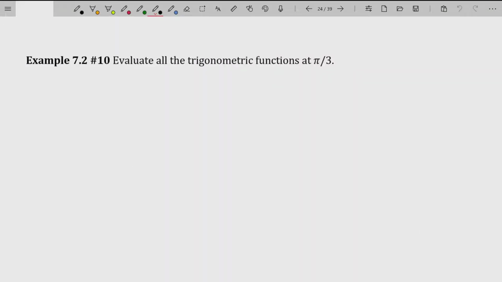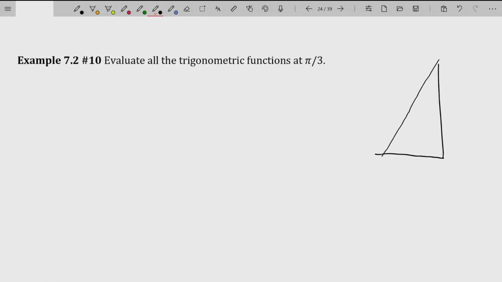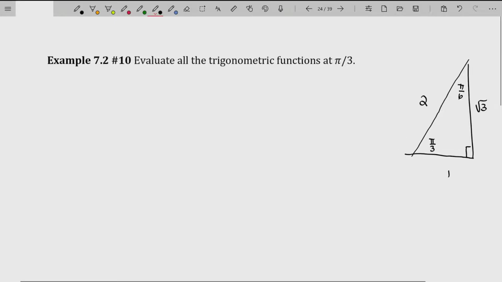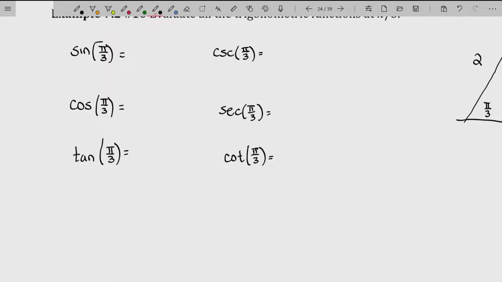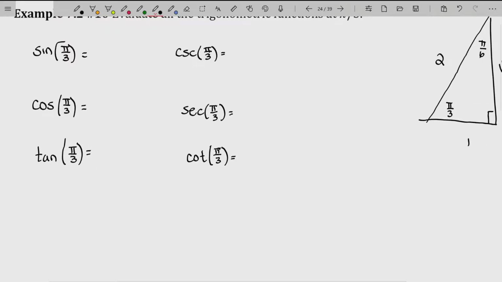The next example here asks us to evaluate all the trig functions at pi over 3. Basically using that same triangle. Again, I'm just going to draw it out just for practice, right? So pi over 6, and this would be pi over 3, and right angle. 1, 2, and root 3. All right, so evaluating all the trig functions at pi over 3, let me at least write the trig functions down. So we have that all written out. And now I'll just reference my triangle here.